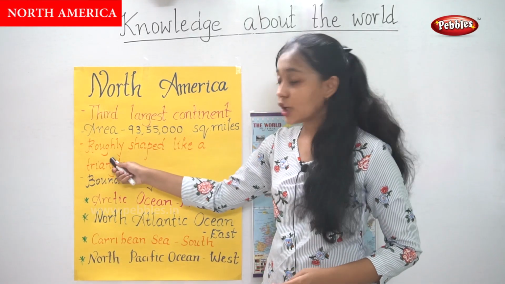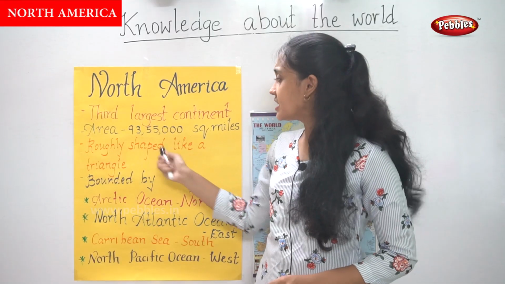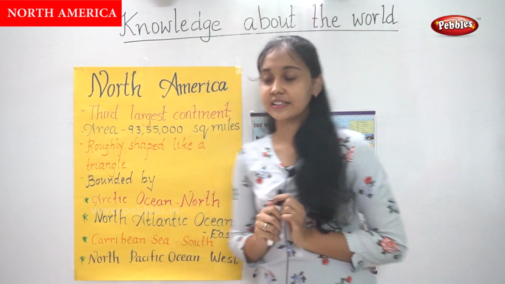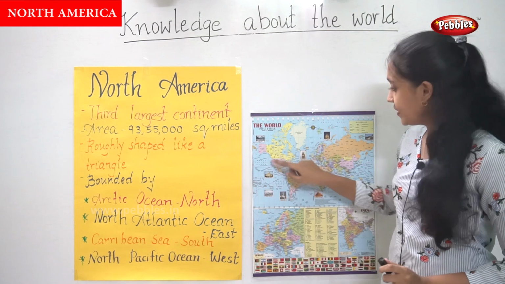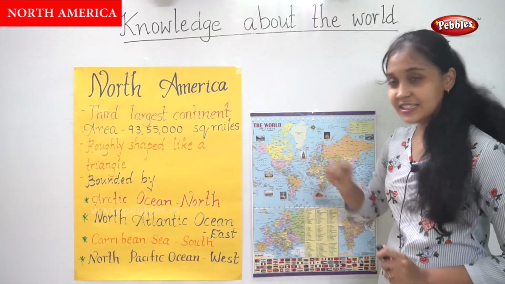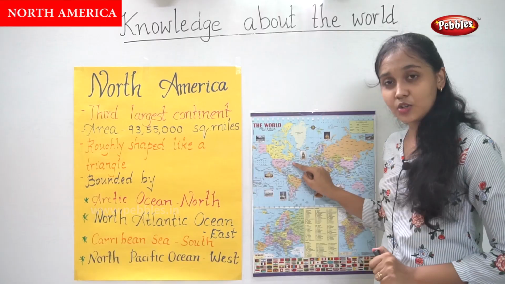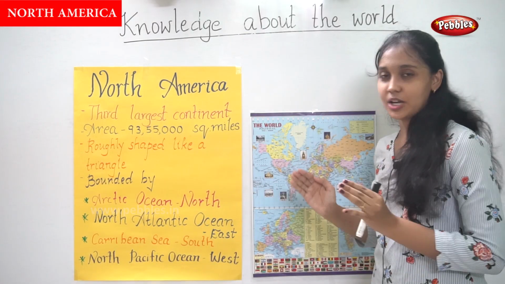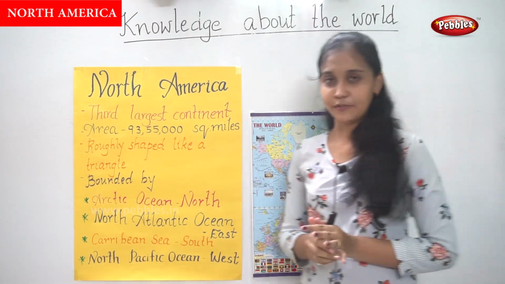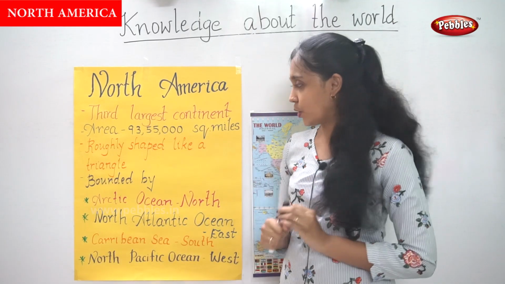Now, they're talking about its shape. It is roughly shaped like a triangle. See, if you look at the map, it is shaped like a triangle. So can you make that out? So that is the shape, not exactly but roughly. So that is the third point.